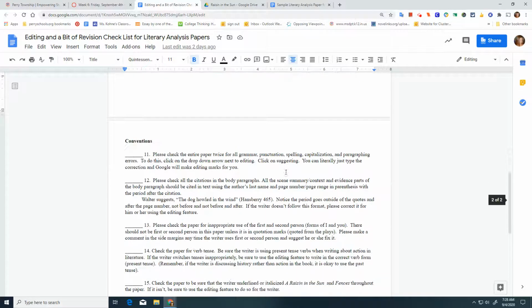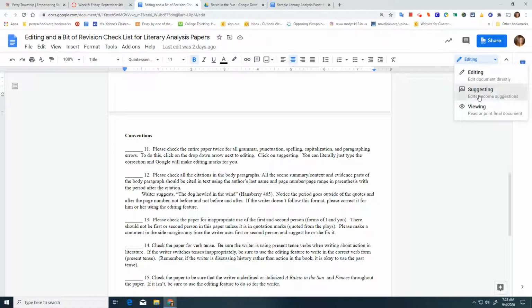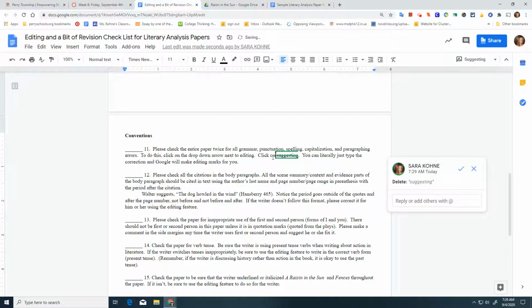As far as conventions go, this is where I would use my green or a pink suggesting pen. You're going to check for grammar, punctuation, spelling, capitalization, and paragraphing errors. And again, over here, suggesting, and that way you can cross things off, literally, like so. If I highlight this and hit backspace, it's because I don't think that word belongs there. And if you're looking at someone else's paper, they can accept or reject the suggestion. We're not literally fixing someone's paper per our suggestions.